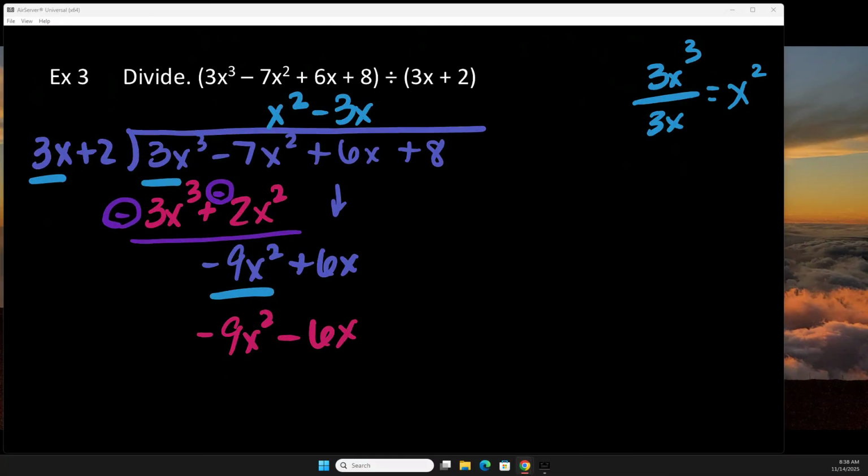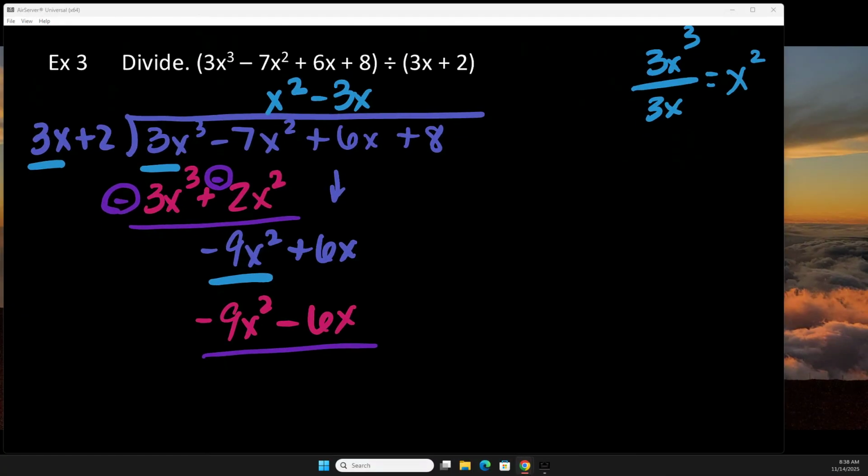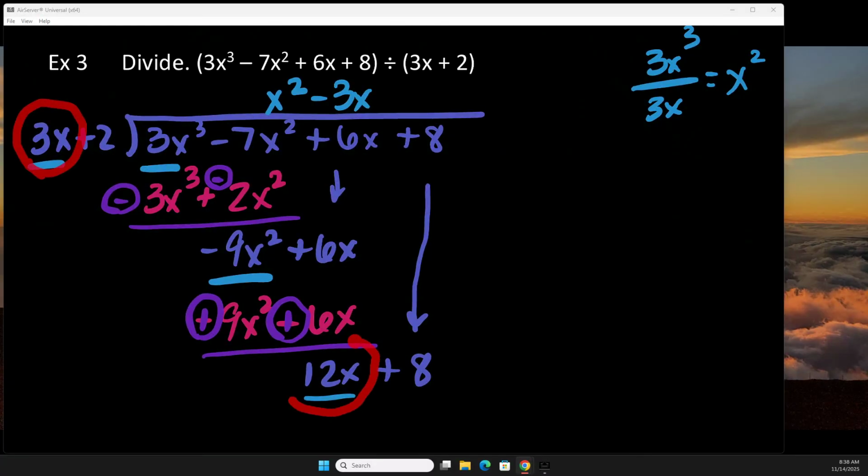You might get nervous. I got nervous for a second, but it's going to all be fine. All right, then we're going to change the signs. The negative 9x squared subtracts away, and then we have 6x plus 6x, which is 12x. And then we bring down, and then we have to do it one more time. And so you ask yourself, what do you multiply 3x by to get 12x? And that answer is just 4.